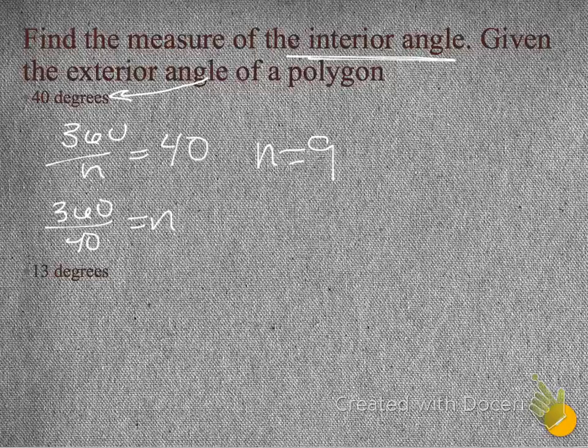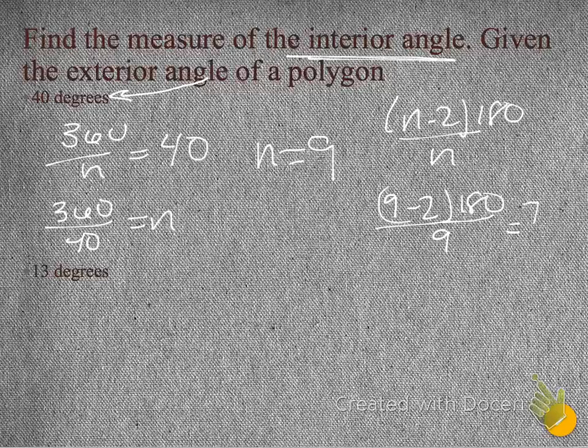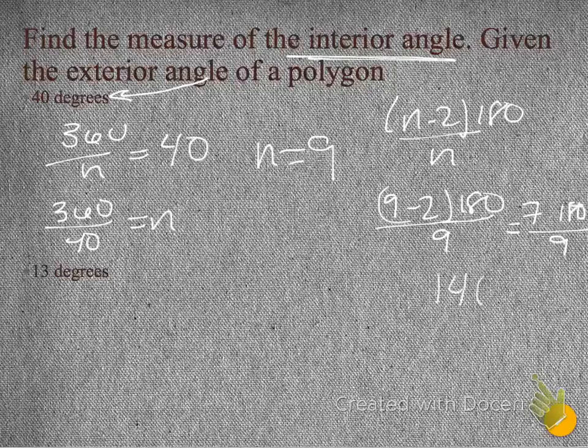So I want to find the measure of one interior angle. So to find the measure of one interior angle then, I have to do the equation n minus 2 times 180 divided by n again, because we're trying to find one of those interior angles. So 9 minus 2 times 180 divided by 9. So 7 times 180 divided by 9. So one interior angle is 140 degrees.